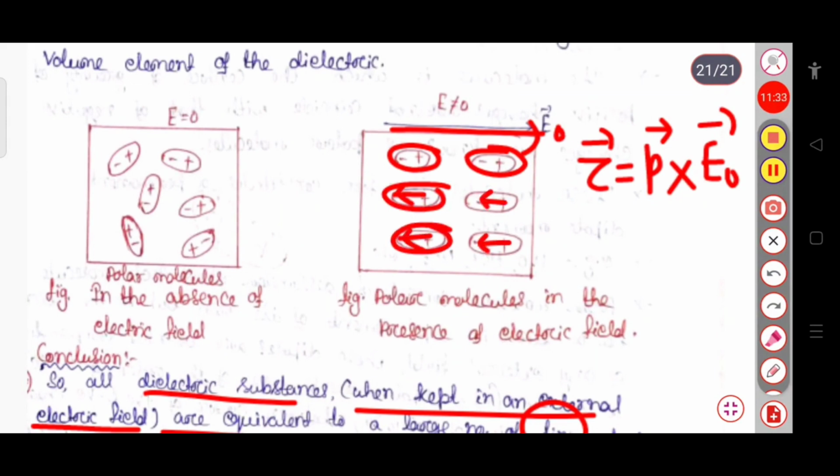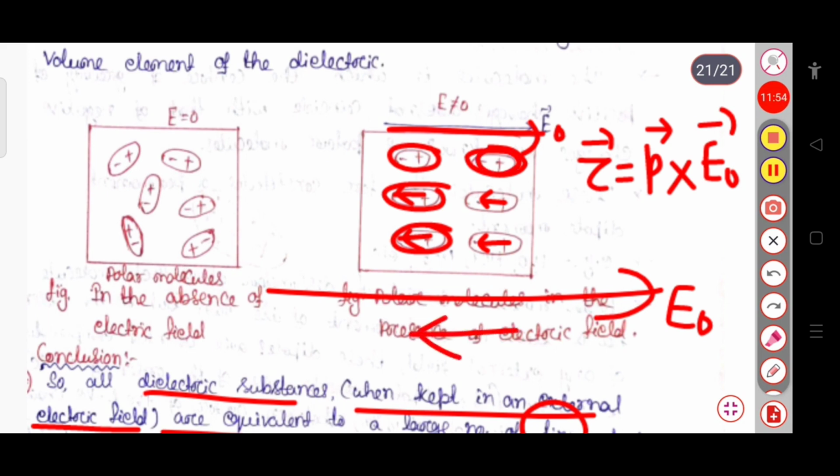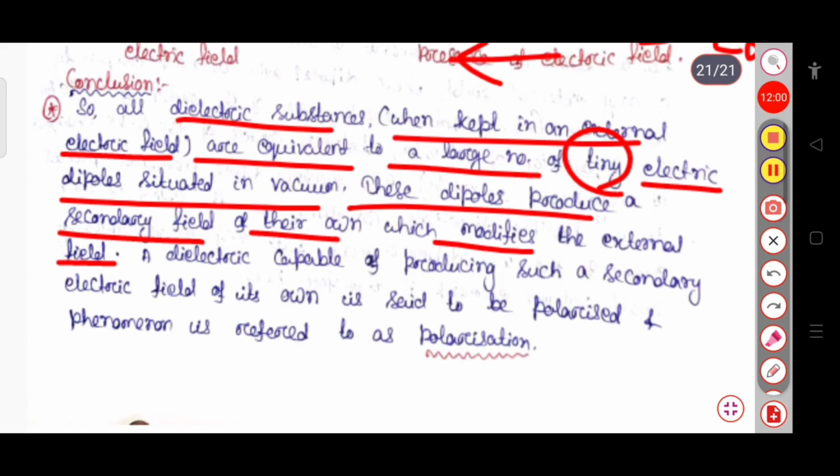The direction of this electric field is just opposite to the direction of the electric field that we have applied. The applied electric field is in this direction, towards the right. But the electric field that is induced or developed inside this electric dipole is in the opposite direction to that of the applied electric field. So it will try to oppose the applied electric field. That's why it is termed the induced electric field.